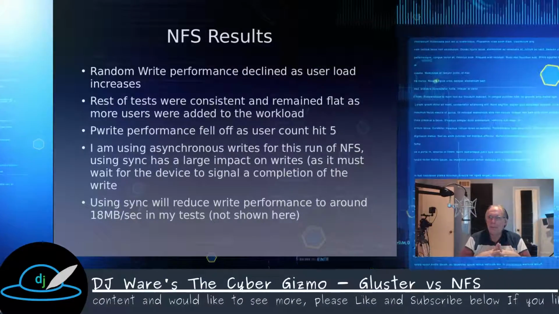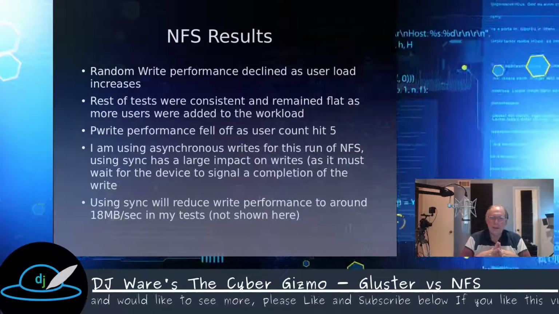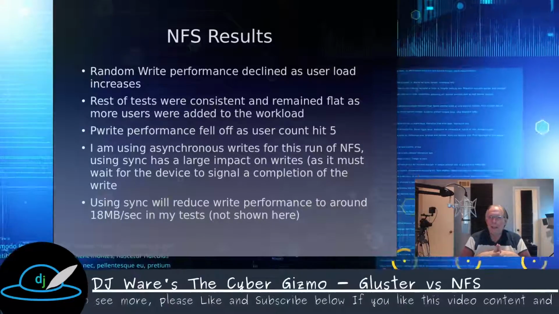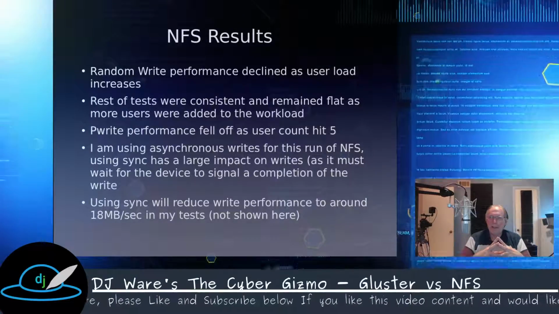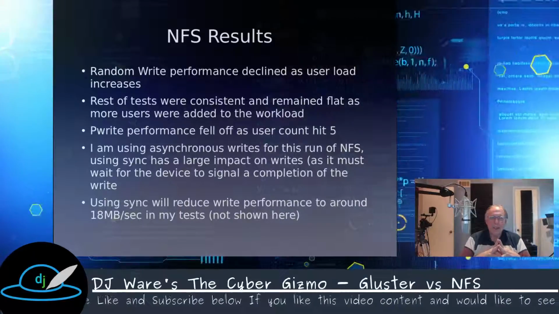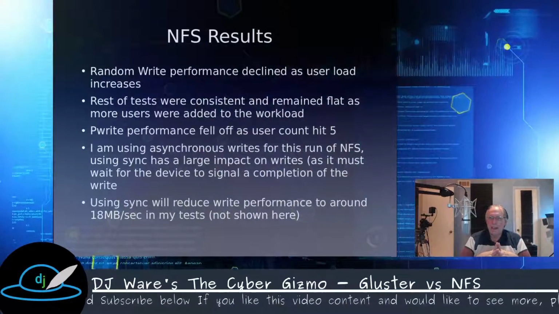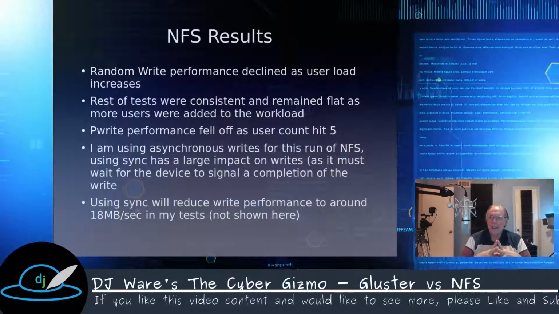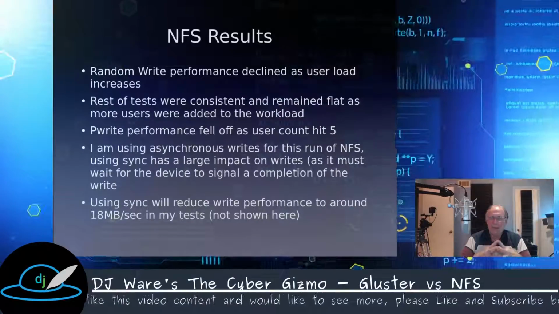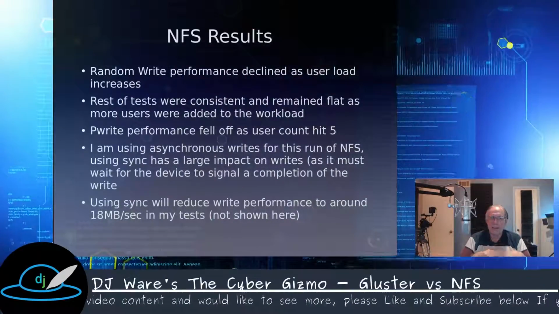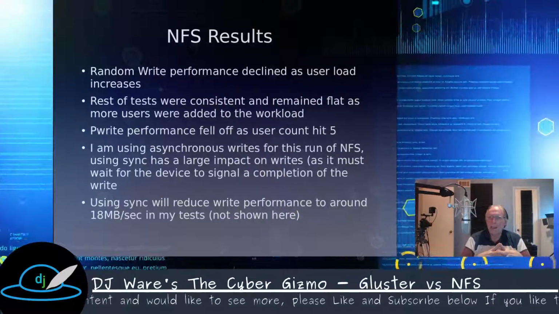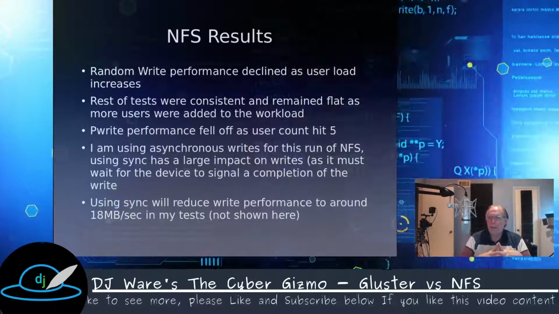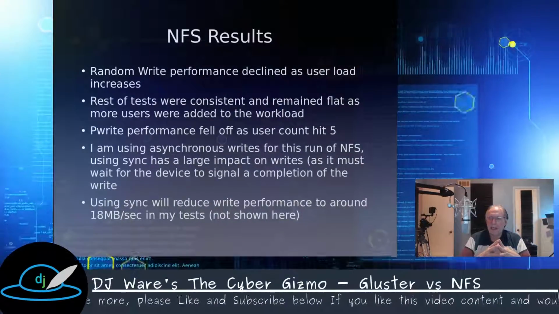NFS results: random read performance declined as the user load increased, and that was a bit odd, to be quite honest. I suppose that's because of the NFS overhead in writes, because it can't obviously cache that because it's randomly writing to locations, so it can't do any kind of performance enhancement. So as the load went up, the performance dropped. The rest of the tests were good and pretty consistent. There was one instance on P-write where the performance fell off as the count hit 5.